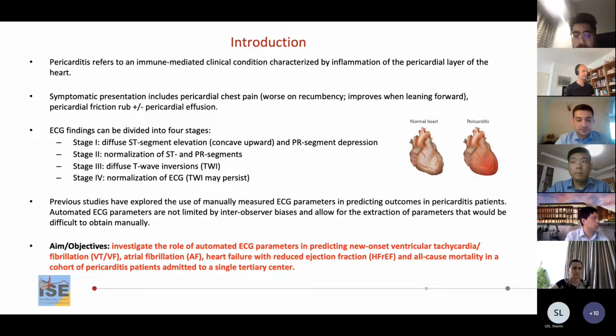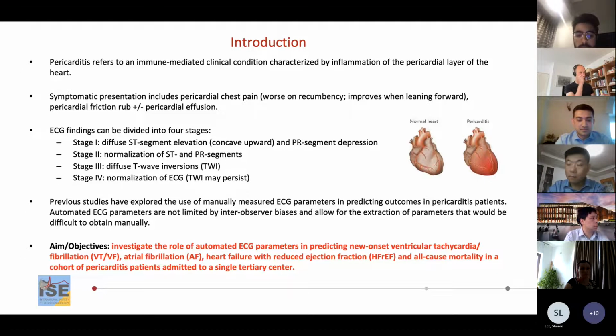metabolic conditions like uremia. Pericarditis itself is characterized by a typical symptomatic presentation that includes pericardial chest pain, which is worse on recumbency and improves when the patient leans forward, pericardial friction rub, and possibly pericardial effusion, as well as serial ECG changes that typically involve diffuse ST segment elevation, PR segment depressions, and T-wave inversions.